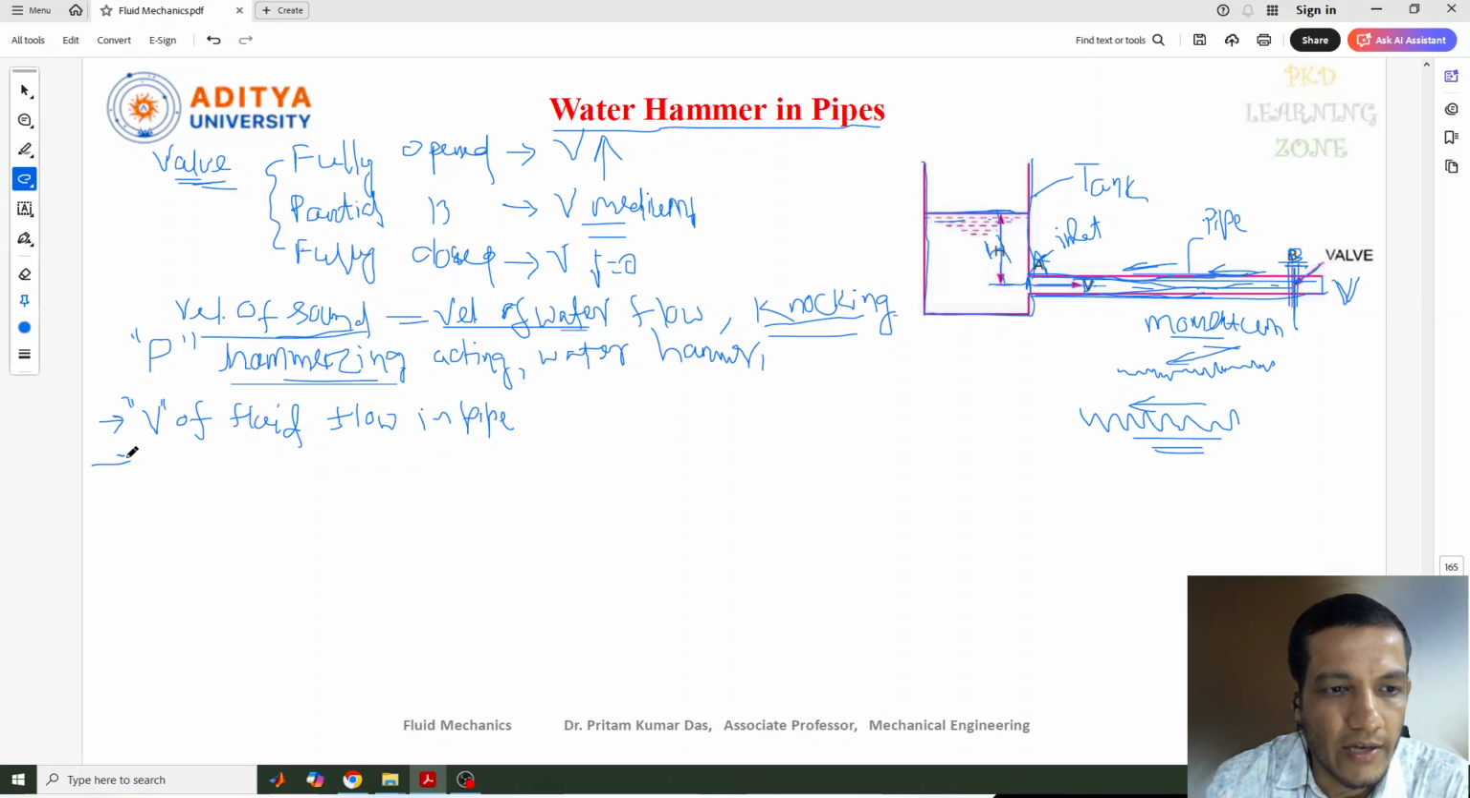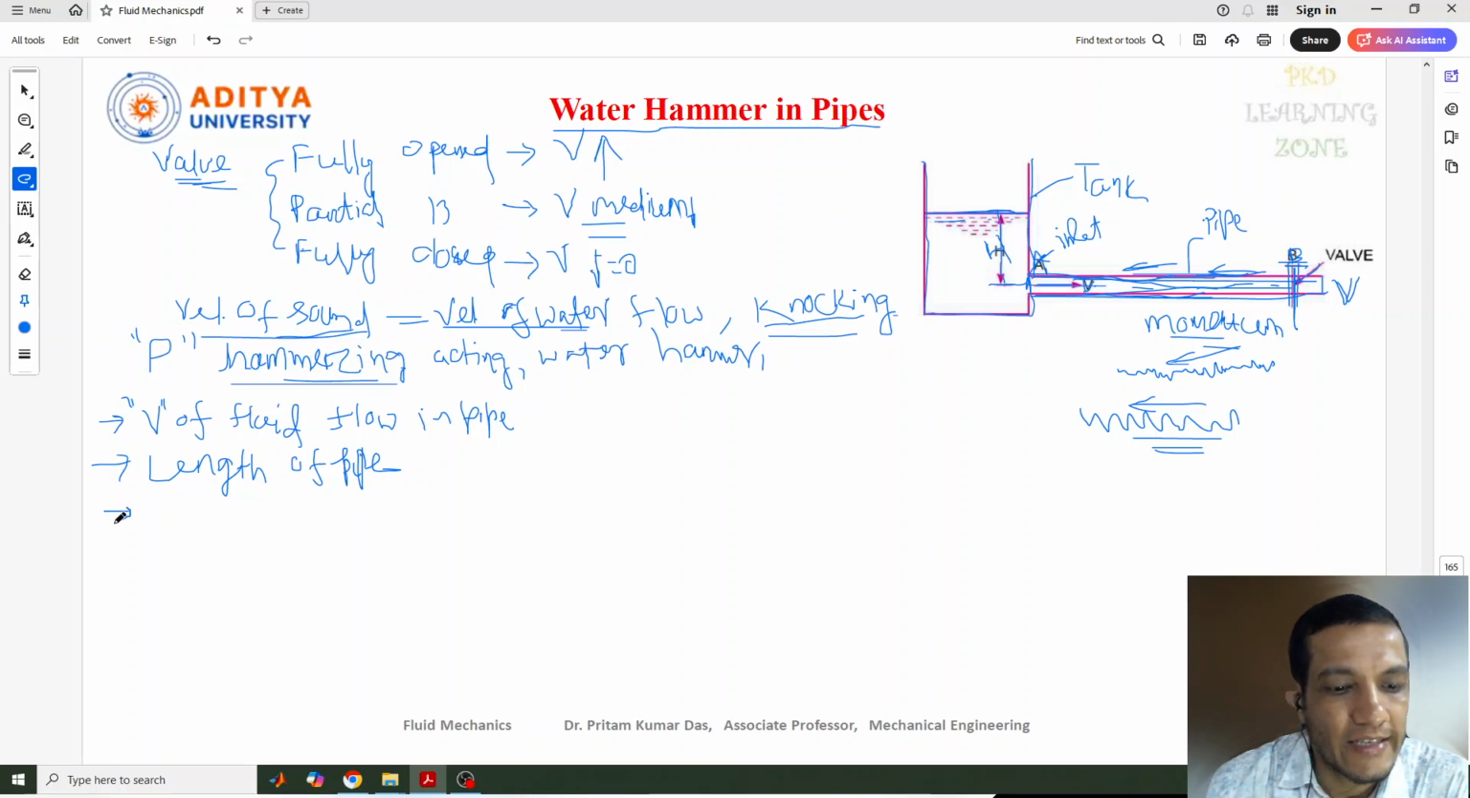Similarly, what is the total length of the pipe. If the length of the pipe is very, very large, then this knocking effect will slowly be reduced by the time it comes back to the initial stage. So that also depends on the length of the pipe.